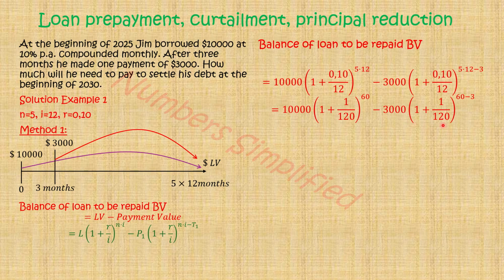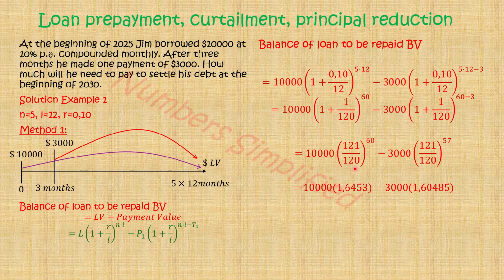So you start by what's inside the parentheses or the brackets. Now we see that we can actually combine the fraction and the whole number that we have within the parentheses, so that we have 121 divided by 120. Then of course that is raised to the power 60, and that one raised to the power 57. So with that, then we can find the values of the terms that are raised to the power something. And for the first one, we are going to have 121 divided by 120 raised to the power of 60, giving us 1.6453. That would be the value that we would have.